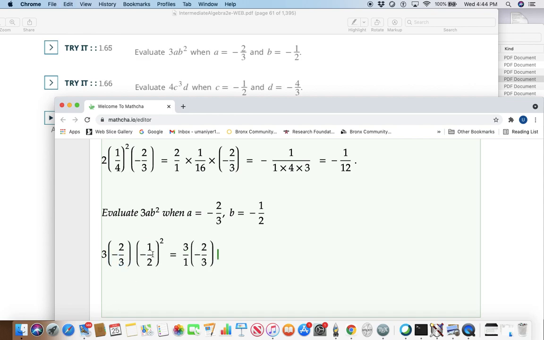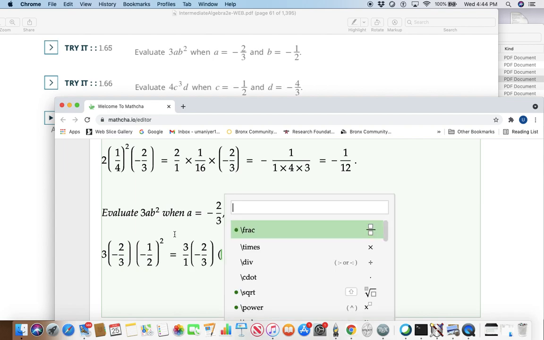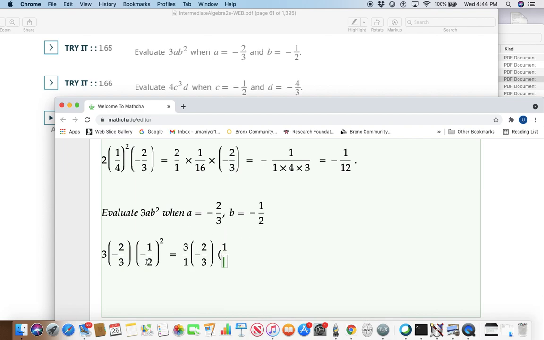And now, exponent takes precedence. Power 2, negative becomes positive. 1 to the power 2 is 1. 2 to the power 2 is 4. Now, positive, positive, overall negative. This is multiplication of fractions. So, 3 times 2 times 1, over 1 times 3 times 4. Now, see whether anything reduces.